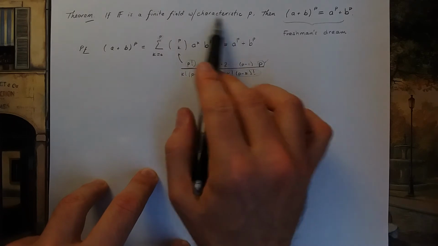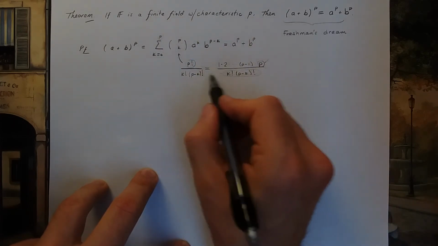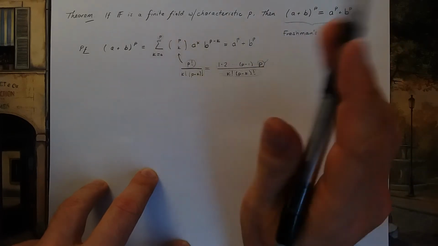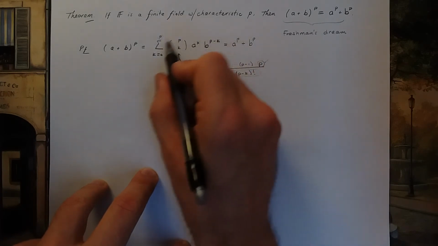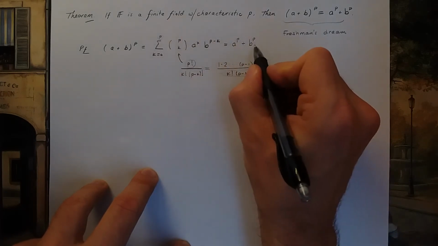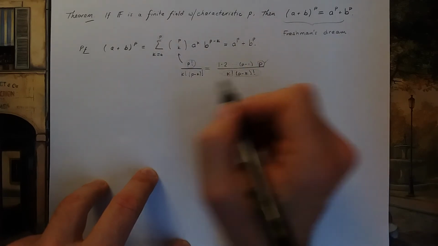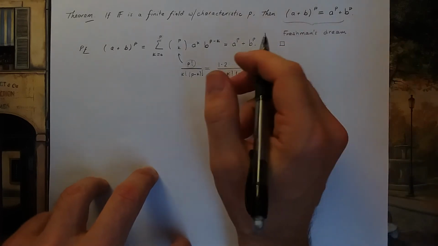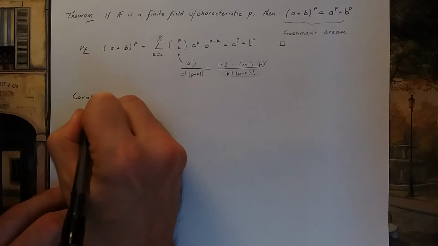So I'm in a finite field with characteristic p. This binomial coefficient is a multiple of p, meaning in the finite field it's equal to 0. So none of the other terms in this binomial expansion are non-zero except for the k equals 0 and k equals p terms. So that's the proof of the freshman's dream. So let me use it to write down this corollary.